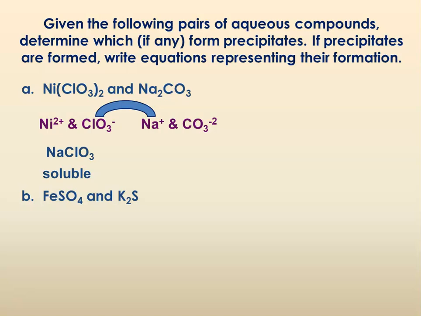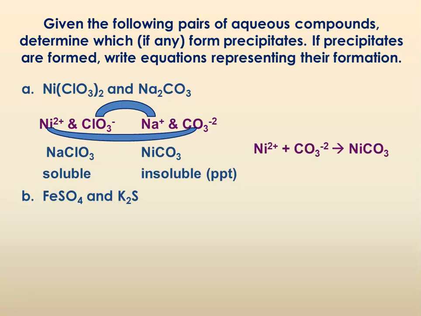If I look at the other two, nickel and carbonate, I would see that they're both +2 and -2. That would leave me with a formula of NiCO3. But carbonates are primarily insoluble, and nickel is not one of the exceptions. So a precipitate would form when you mix these two compounds together. The two ions making up nickel carbonate, Ni2+ and CO3 2-, would make the precipitate of NiCO3.